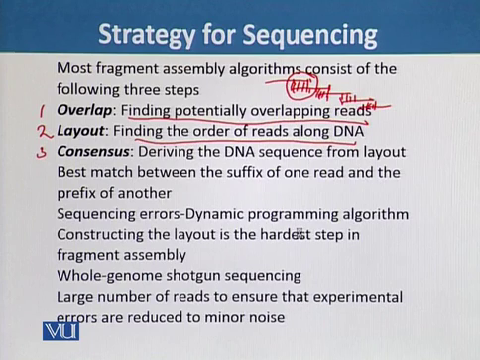So the final consensus step of fragment assembly amounts to correcting errors in sequence reads. The simplest way to build a consensus is to report the most frequent characters in the layout constructed in the layout step. This assumes that each position in the genome was represented by a sufficiently large number of reads to ensure the experimental errors are reduced to minor noise.